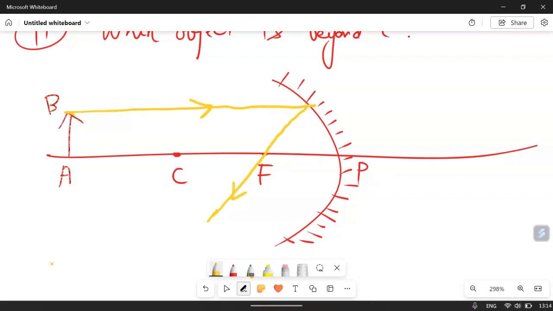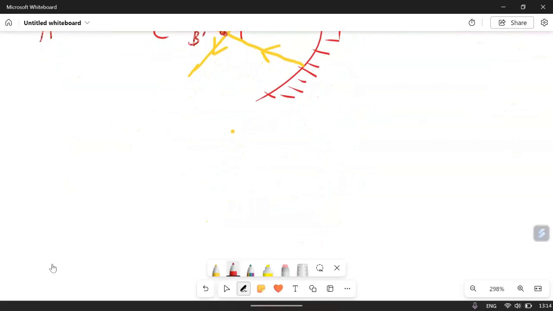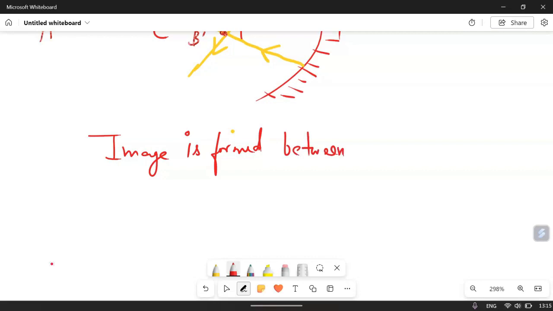Now the second line you can draw from the center of curvature. And when a light ray comes from the center of curvature, it goes back on its own path. So they are meeting at this point, and here the image will form. Name the image A dash, B dash. As you can see, it is an inverted image. So the characteristics of the image: the image is formed between C and F.